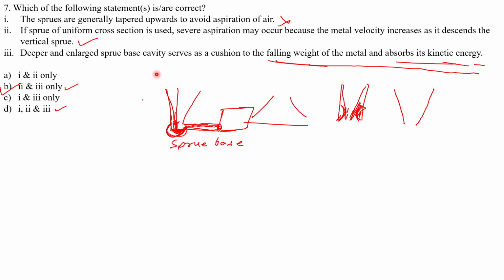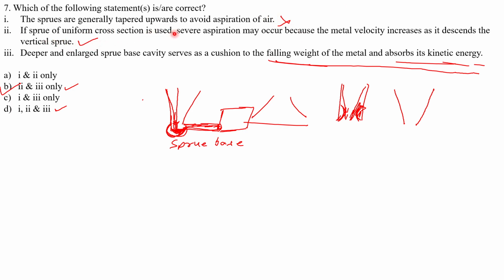Then which of the following statement is correct? The sprues are generally tapered upward to avoid aspiration of air. If sprue of uniform cross section is used, severe aspiration may occur because the metal velocity increases downward the vertical sprue. Deeper and enlarged sprue base cavity serves as a cushion to the falling weight of the metal and absorbs its kinetic energy. So when we talk about first point, the sprues are generally tapered upward to avoid aspiration of air. So this point is not correct because we can make the sprues upward or downward tapered in both ways. Just we have to avoid the aspiration of air.